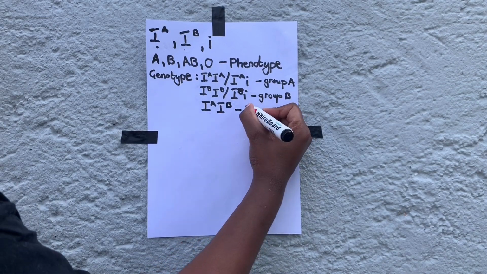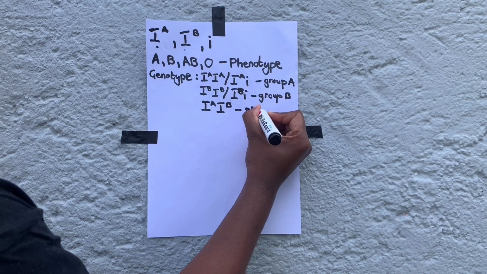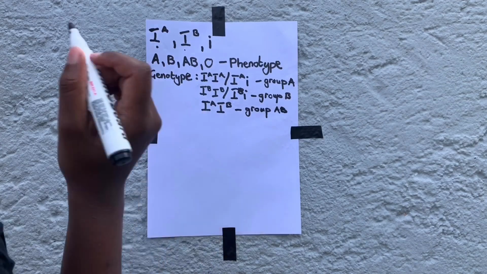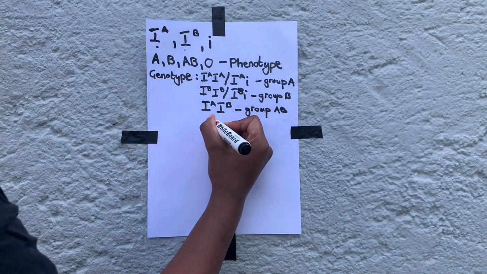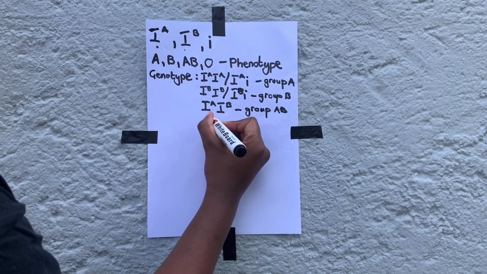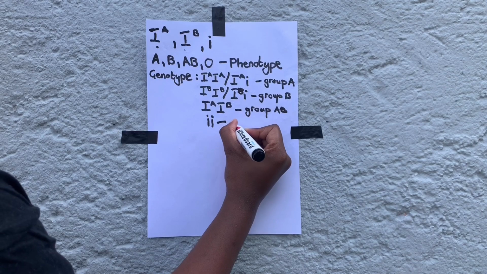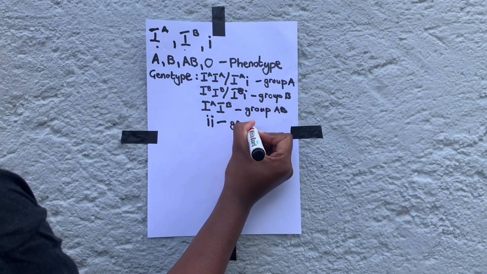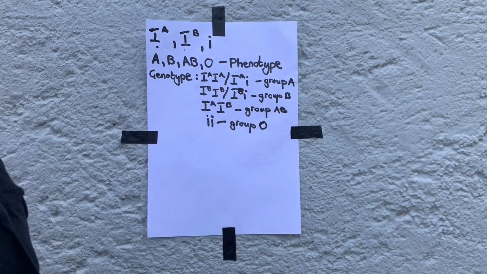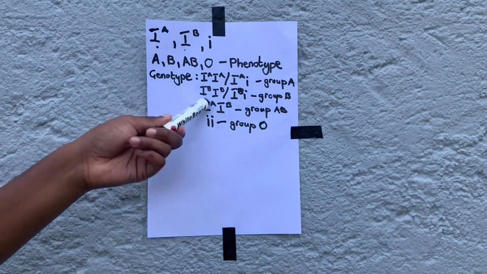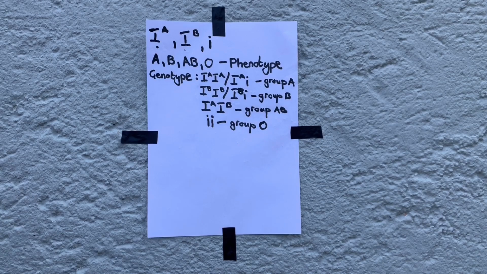So that is the genotype for someone with group AB. And if you have blood group O, it can only be homozygous because this allele is recessive. So those are the possible genotypes for individuals with group A, group B, group AB, and group O.